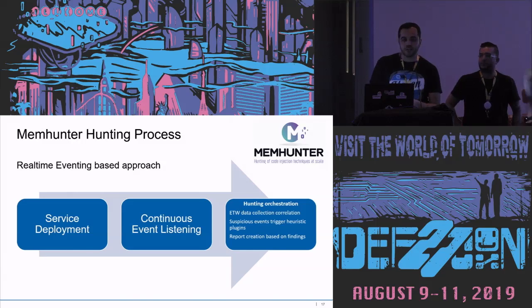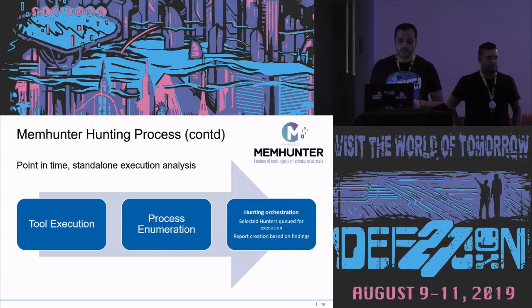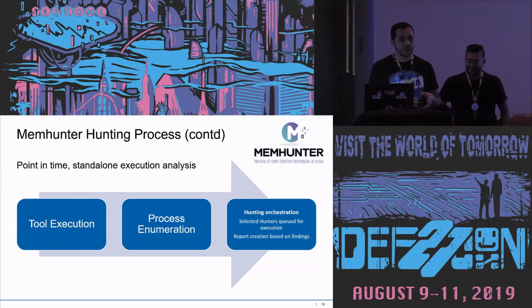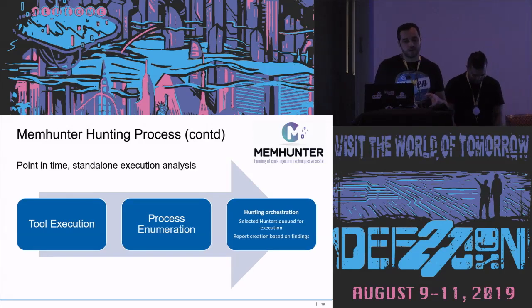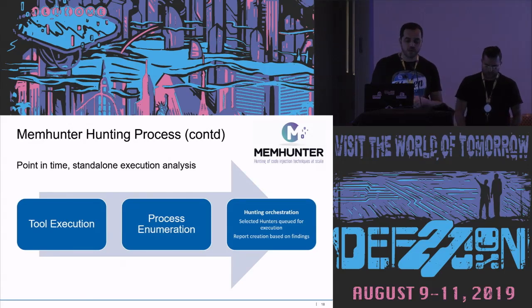So those kind of things will draw some Hunters to run on the context of a process. So that's the real-time eventing way. And then you also have the point in time or standalone execution analysis, which is the thing that we are going to demo. So the idea here is that you get the binary of the tool, you run it with admin privilege, and the tool will perform the process enumeration, and it will apply the heuristics over every process on the endpoint.